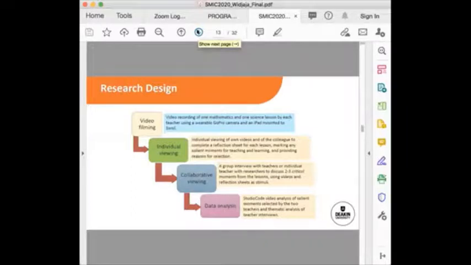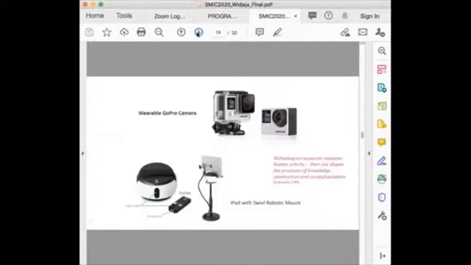And then we use Studiocode analysis to look at the salient moments, compare and contrast. That's where we use the variation theory to actually come up with a thematic analysis based on those different data.